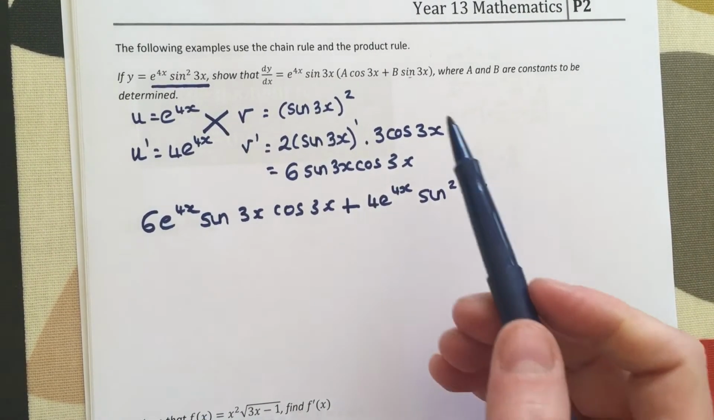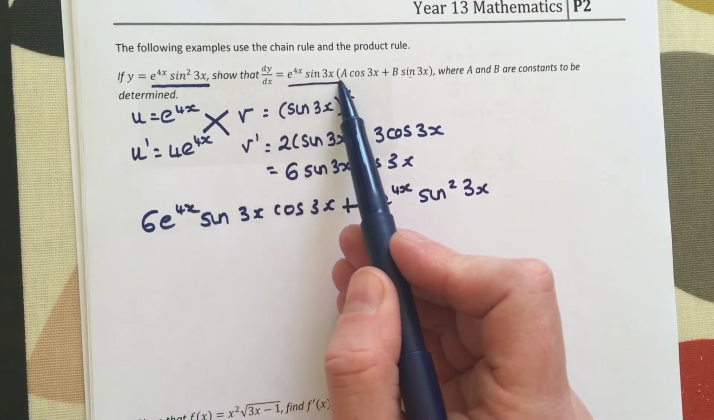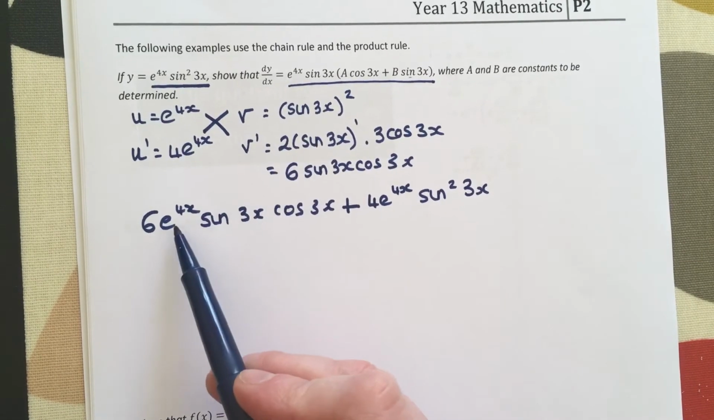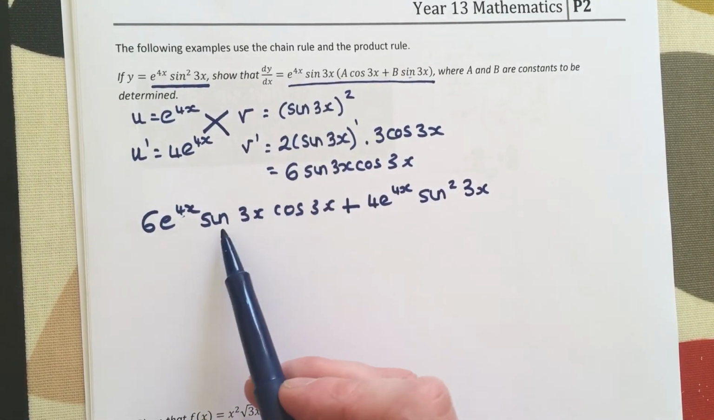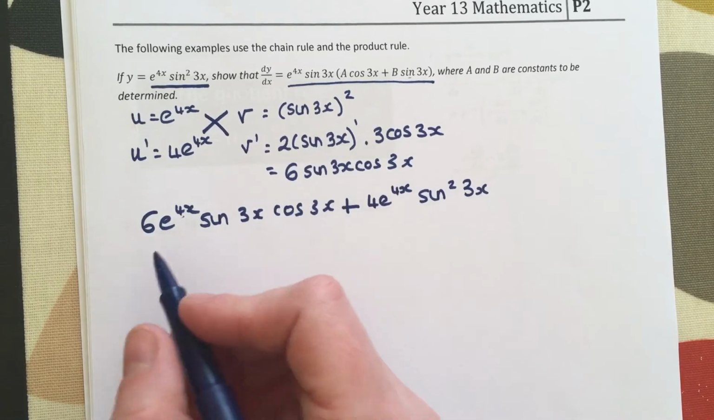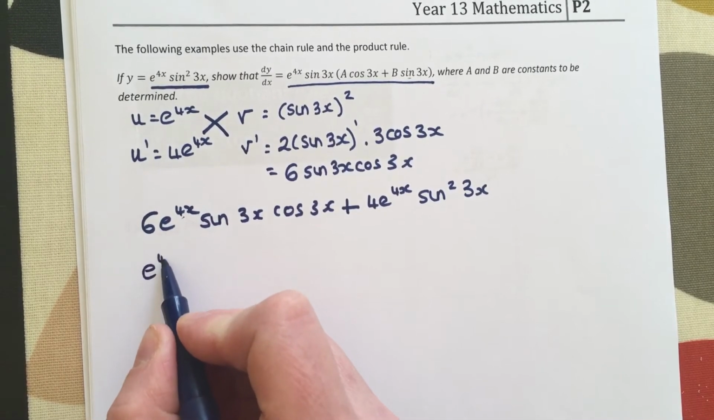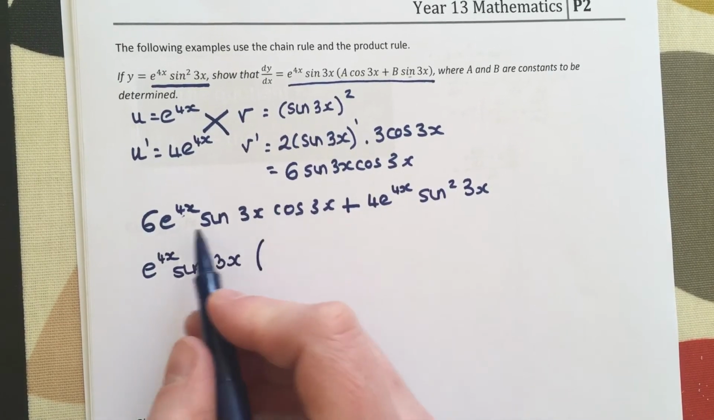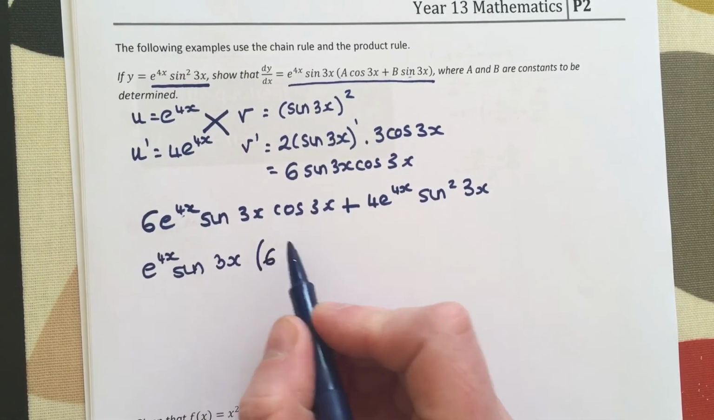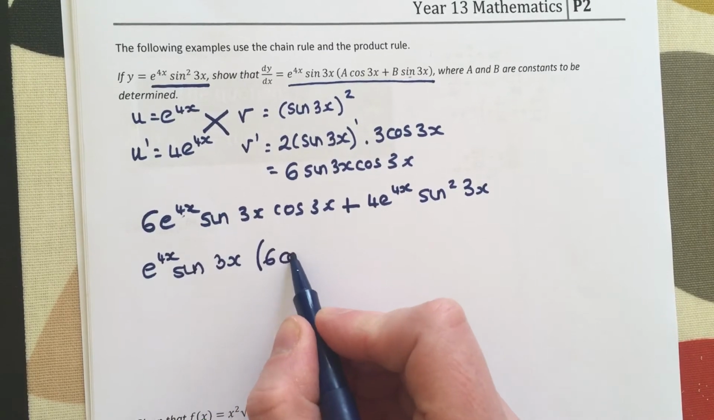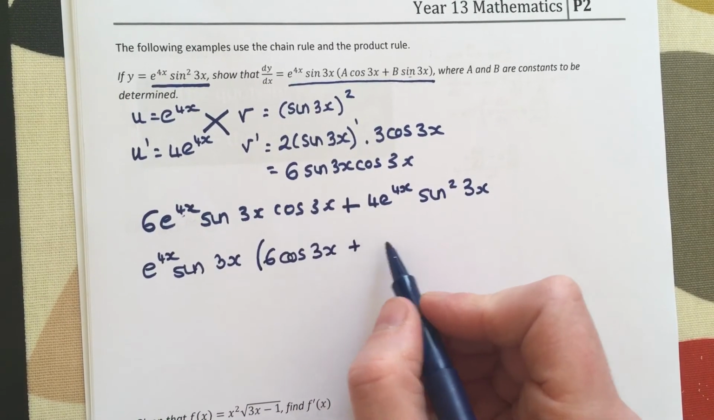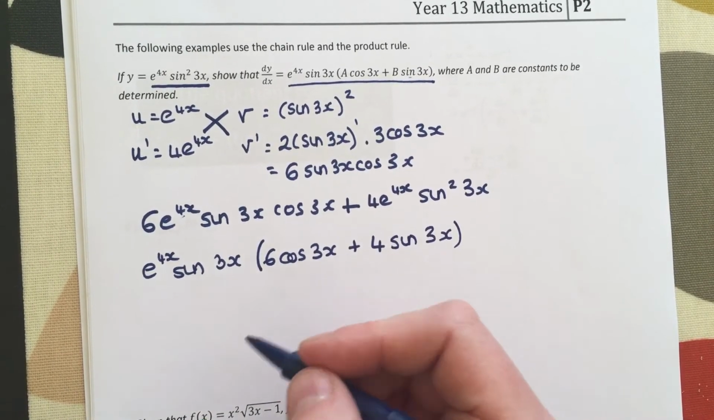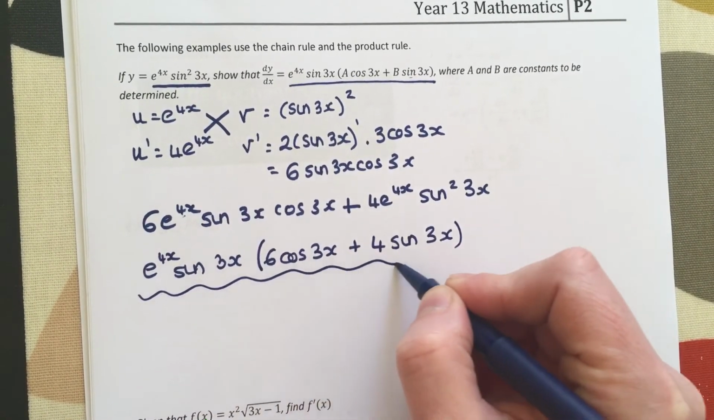Now, look up here about how the answer needs to be written. We've taken out a common factor of e to the 4x, and we need to take out a common factor of sine 3x. So let's do that. e to the 4x sine 3x comes out. Let's see what's left. Here we've got a 6 cos 3x, and here we've got a 4 sine 3x, which is how we needed it to be written.